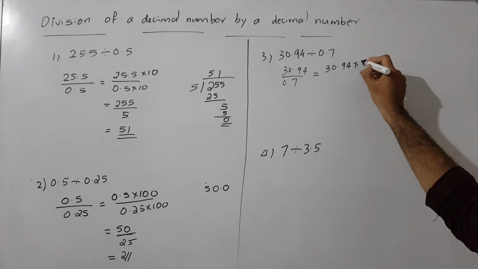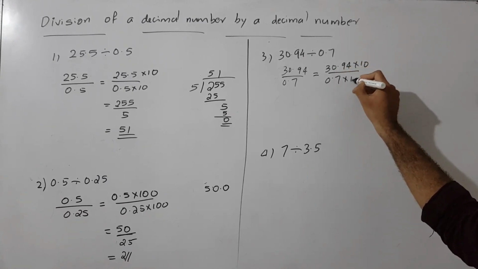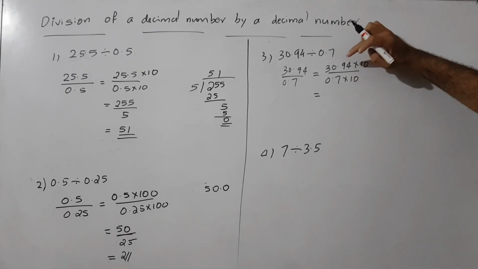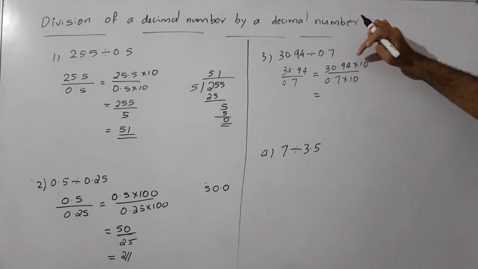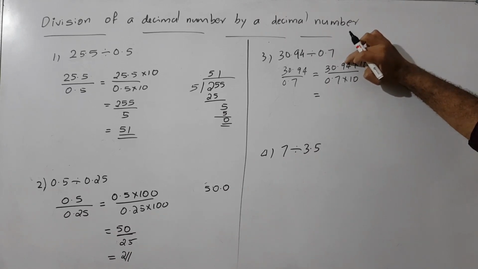30.94 into 10 divided by 0.7 into 10 is equal to. Then what happened here? The decimal point now is here. Then we multiply by 10. The decimal point moves one step back. ഒറ്റ സ്റ്റെപ്പ് മാത്രമേ ബാക്കോട്ട് പോകുള്ളൂ അല്ലേ. അപ്പം എന്താവും?